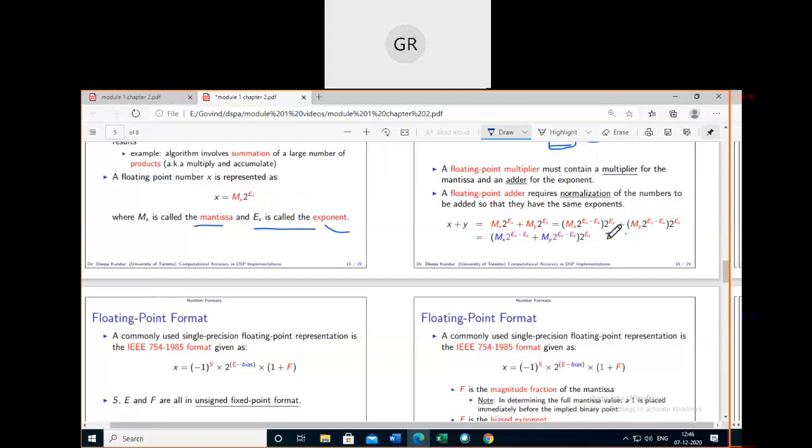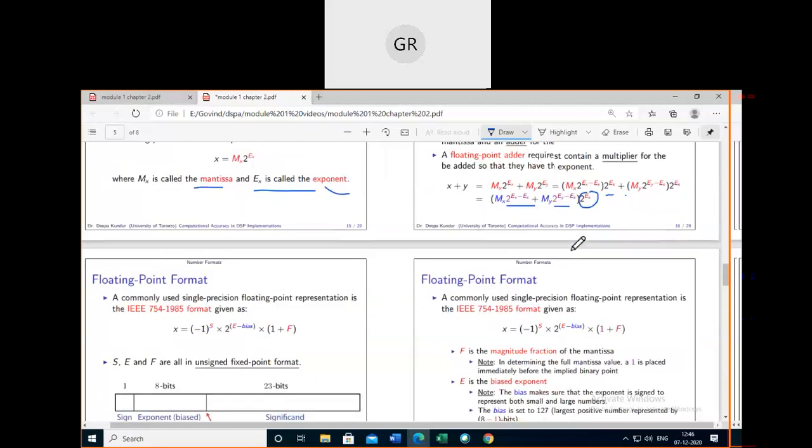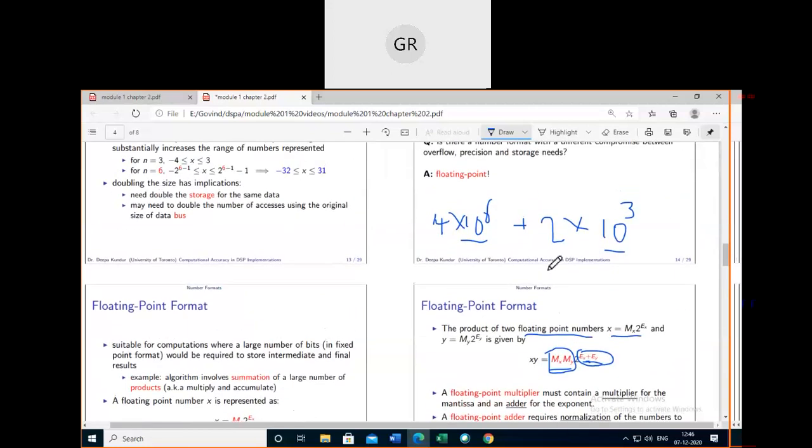Then what will happen here? The 2 raised to es is common, so I will take 2 raised to es as common. Then mx 2 raised to ex minus es plus my 2 raised to ey minus es. Here both exponents are the same, then we get the addition value.